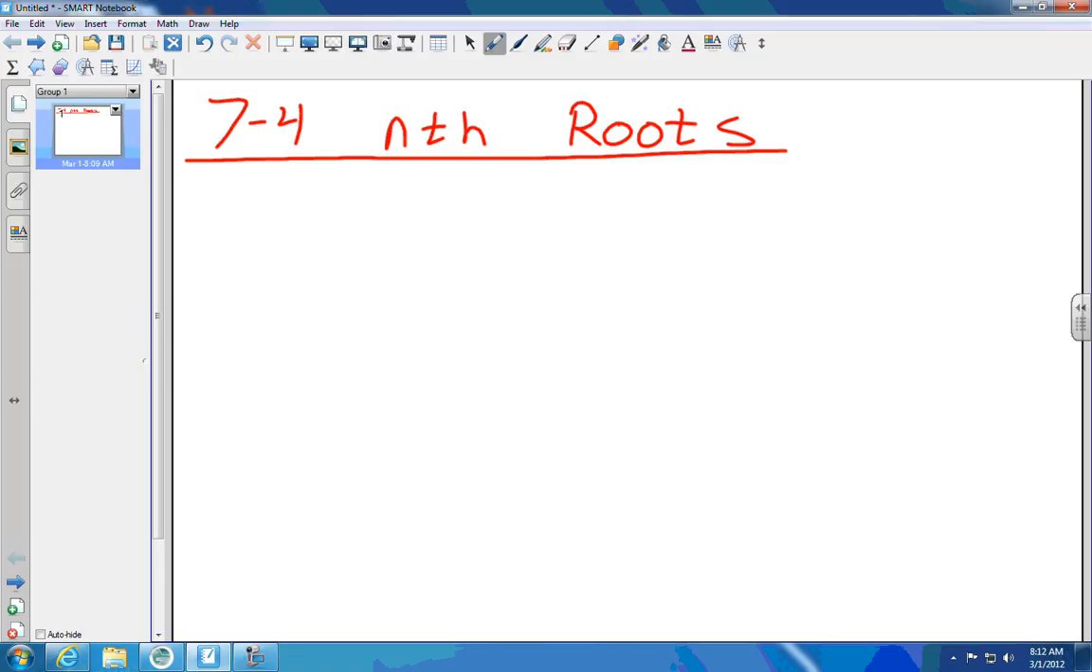nth roots. That's how you say that, if you didn't know, there at the top of your page. And n is just a variable, so it means square roots, third roots, fourth roots, fifth roots, sixth roots, and so on. Any roots. Today's section is a little bit difficult to teach, and for some of you, a little bit confusing. I'm going to try to make it as easy as I can.